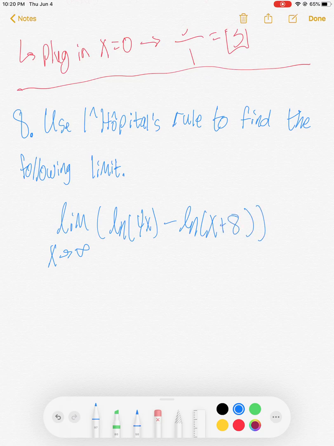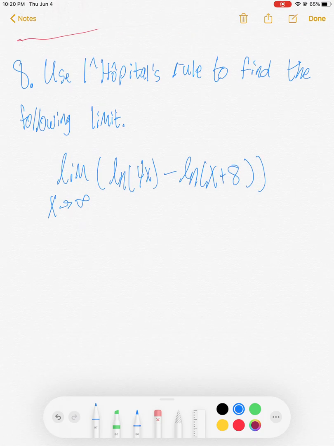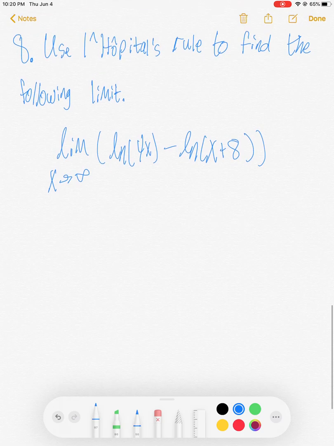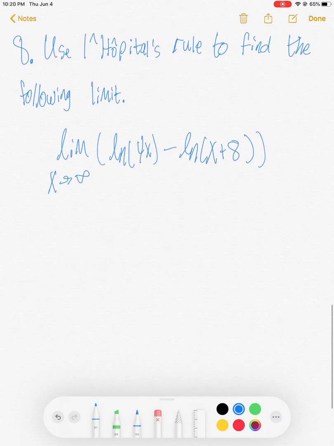So the limit which we want to evaluate this time, we are now going to look at what happens as x goes to infinity. We have ln 4x minus ln x plus 8.